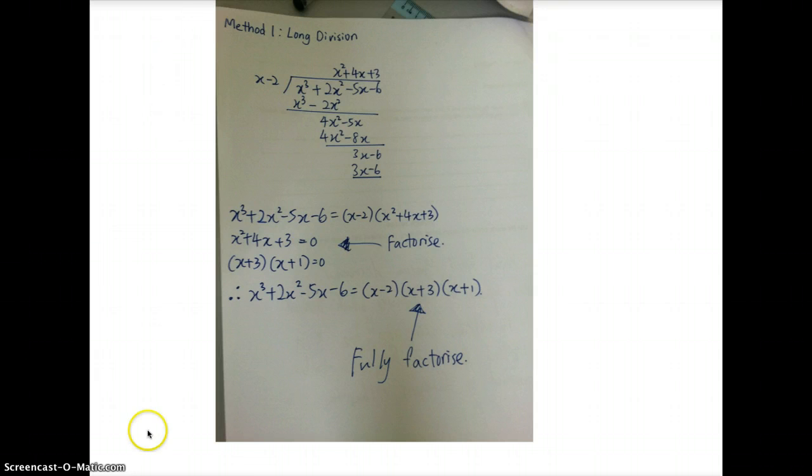First, this is a long division, and we get a quotient. It means that x cubed plus 2x squared minus 5x minus 6 equals a factor times another quotient, and this can be factorized into the smallest factors. When all of these come together, it means it is fully factorized.